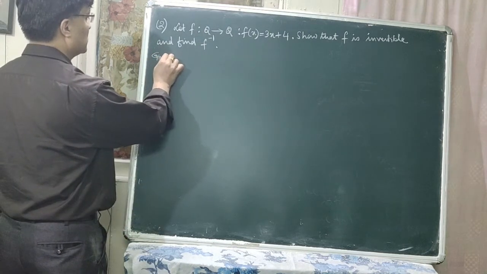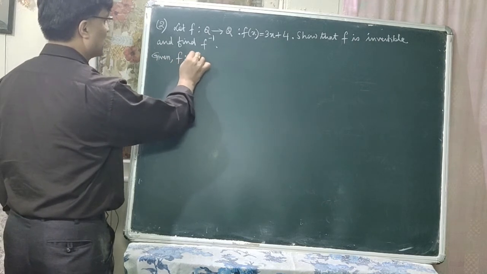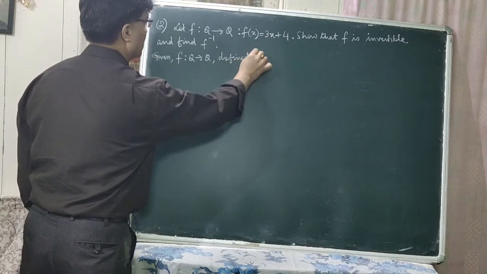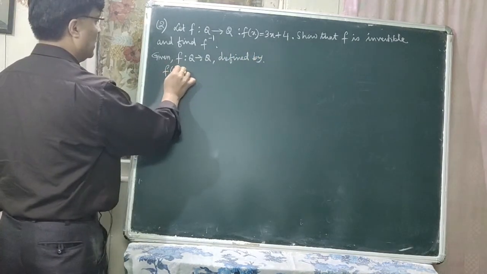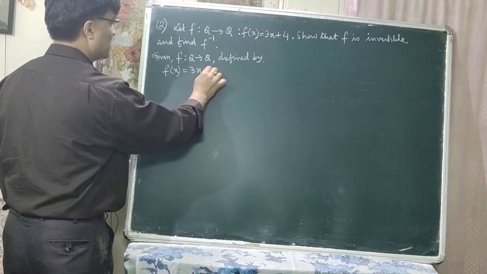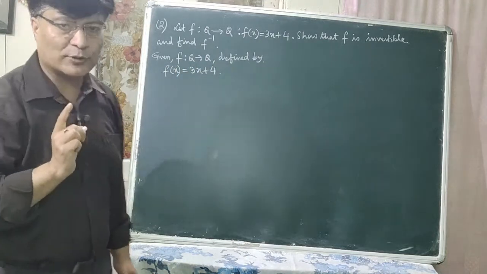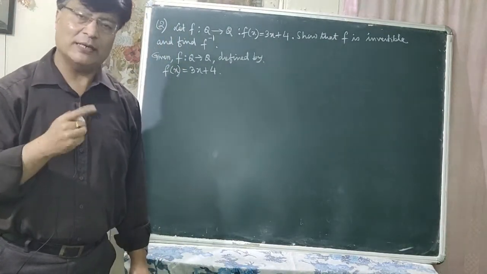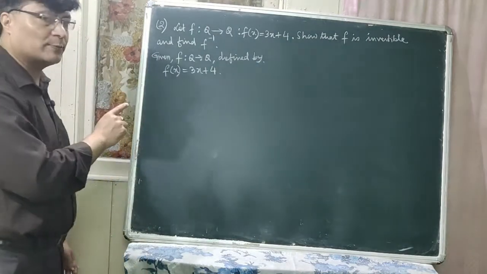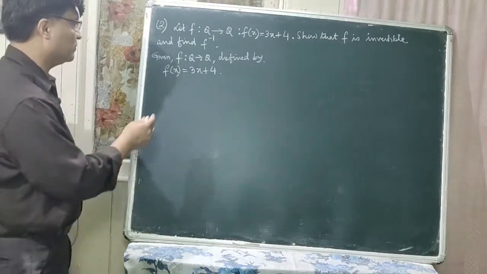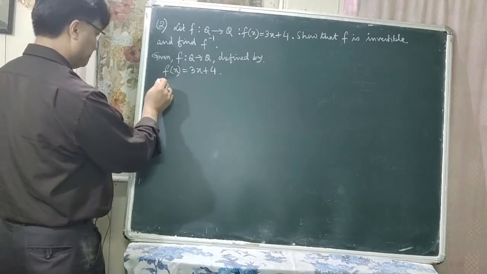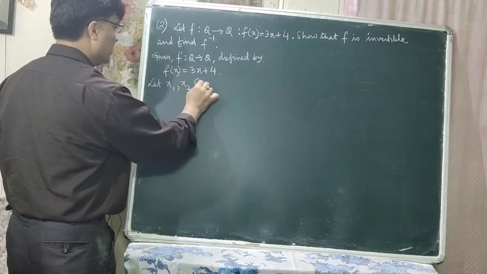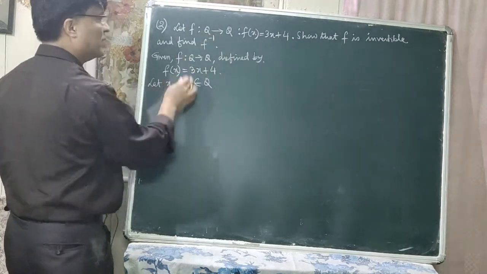Here given is f such that Q to Q defined by f of x is equal to 3x plus 4. Now you have to show that this function of x is 1-1 onto. So first of all, let's show 1-1 function. Let us prove that f of x is 1-1 function. Okay, so for this, let x1, x2 belong to Q, that is your domain Q.